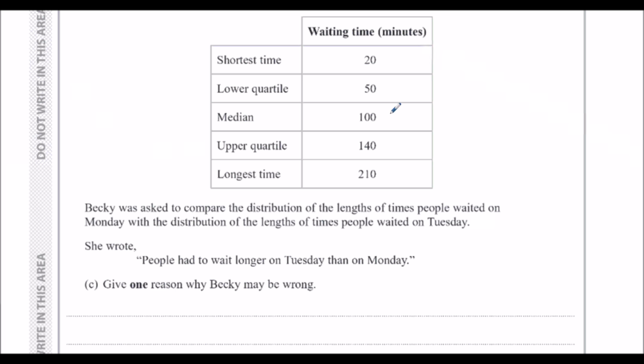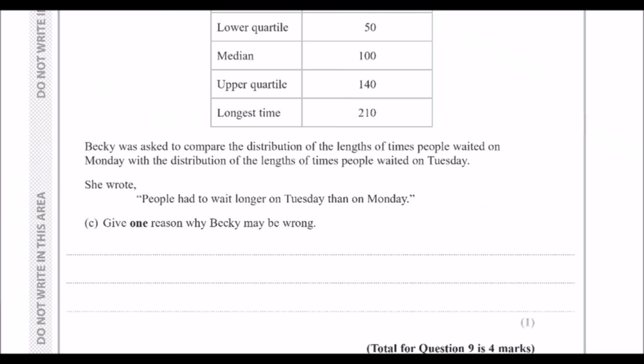So, well, the median is 100 minutes. The middle time was 100 minutes on Tuesday. It was 120 minutes on Monday. So the median time was longer on Monday.